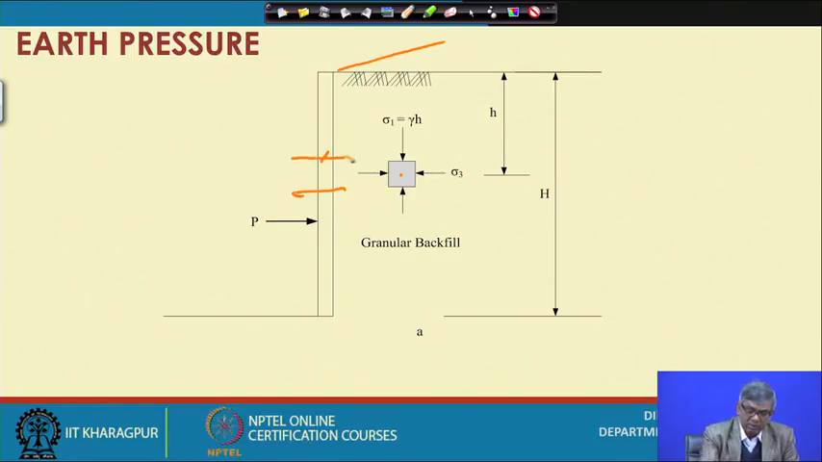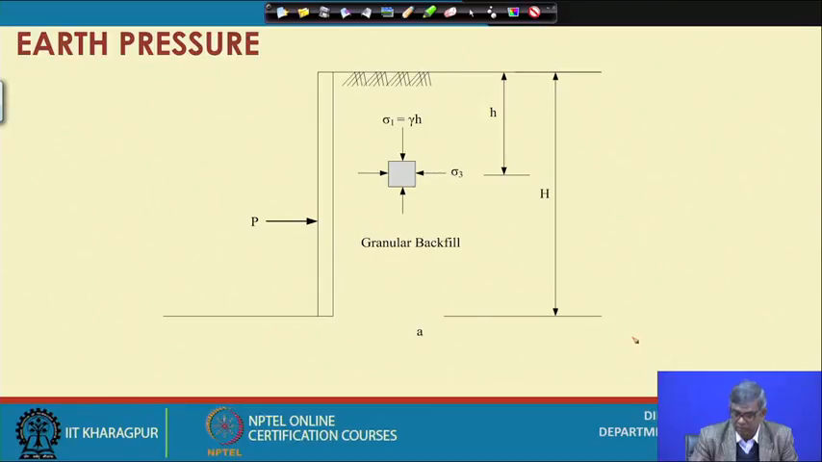If the wall moves in this direction, sigma 3 will slowly increase and reach a maximum value, that is the lateral earth pressure in the passive case. Though it is termed sigma 3, in the passive case sigma 3 becomes the major principal stress, because it is bigger than this. I will take that in the subsequent figure. Let me go to the next slide.